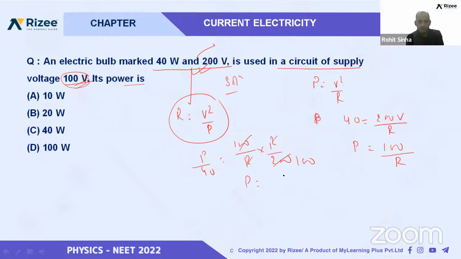I think some mistake I have done. Some mistake you can see here. Power by 40 is equal to 100 by R into R by 200. This will be 2, so power is equal to 20 watt. What was your answer? Option D. Am I making a mistake or am I right? Any calculation mistake I have done here?